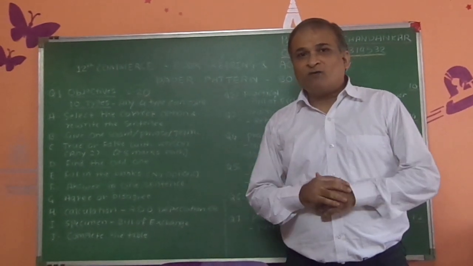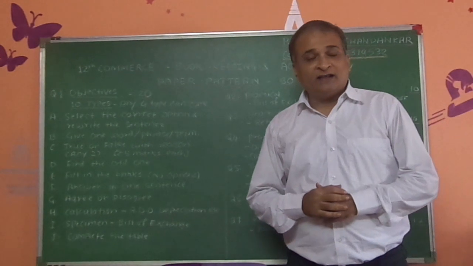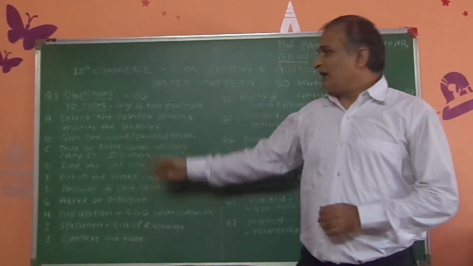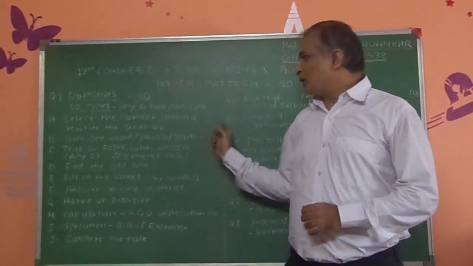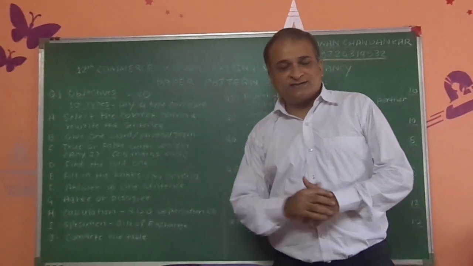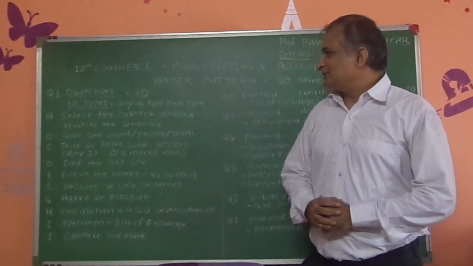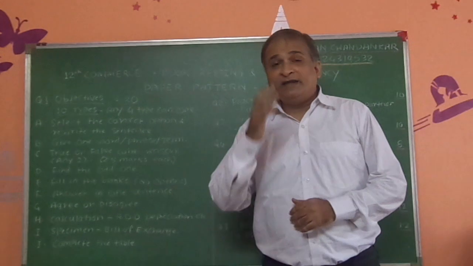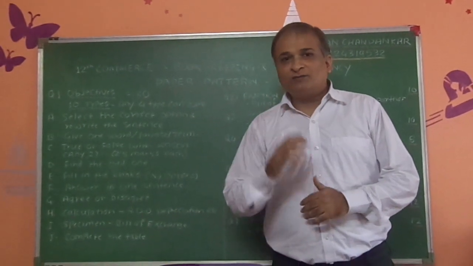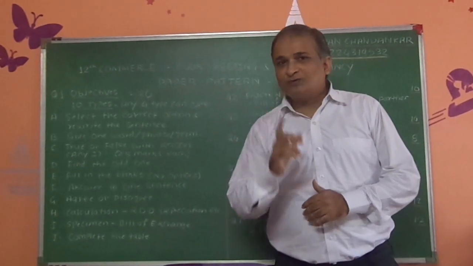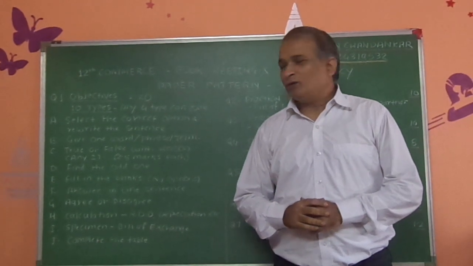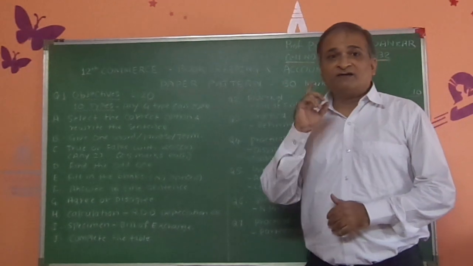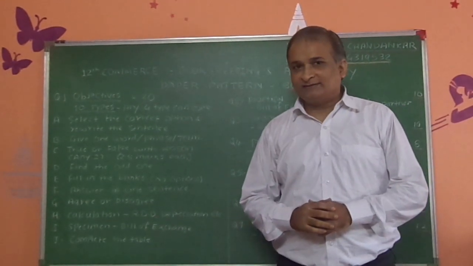Now, which type of objective sets are there? Let us try to understand one by one. Look at this. The first set is select the correct option and rewrite the sentence. It means that you have to select the correct option. The problem will give you any 4 options. Any one of the options will be correct. You have to select the correct option and you are supposed to rewrite the sentence again. So this is the first type of objective set.